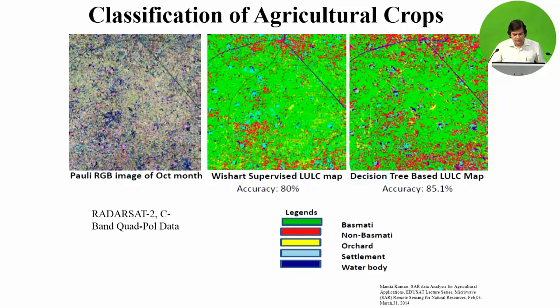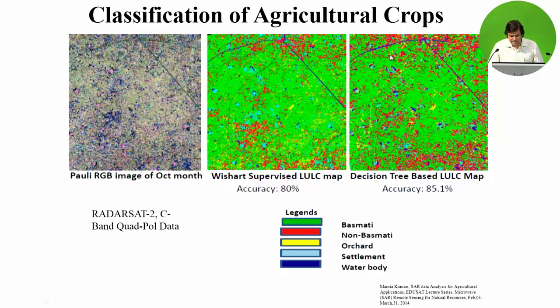Now here one classification technique was implemented to classify different agricultural crops within the agricultural area. So here particularly for this area, we can see that basmati rice is easily detected in the green color, and the non-basmati, because here the paddy crop is mainly categorized into basmati and non-basmati, so non-basmati can be easily seen in the red color of the classification.